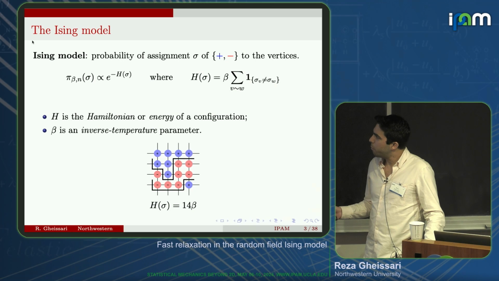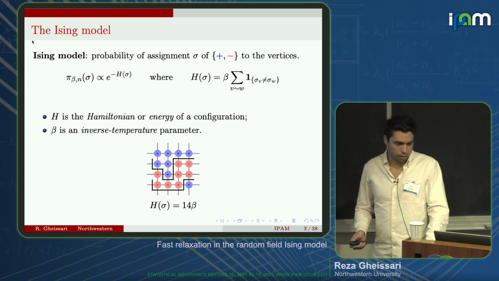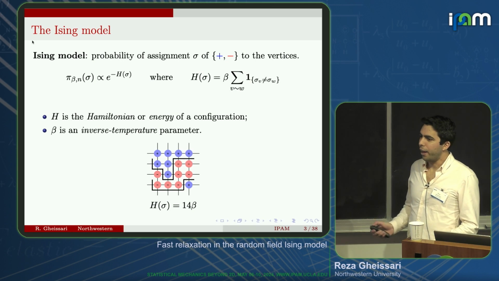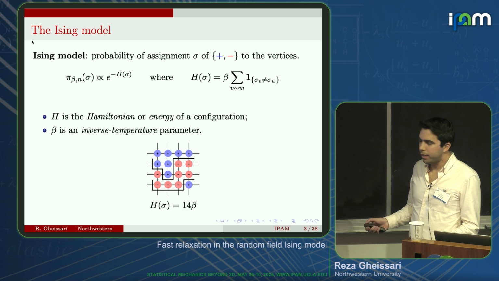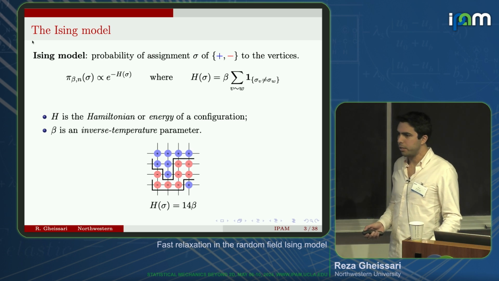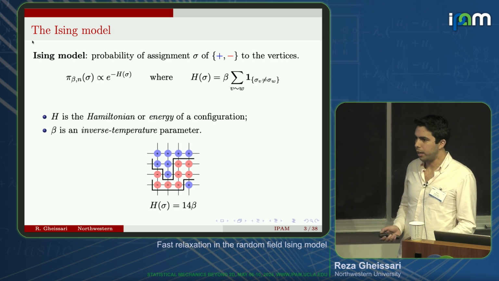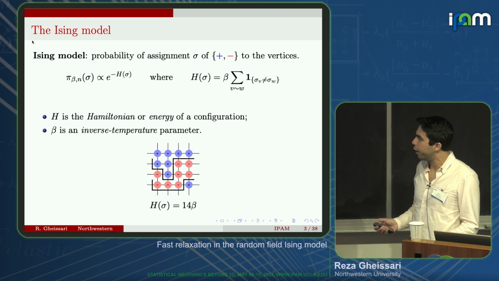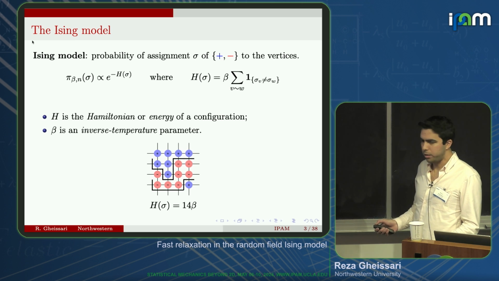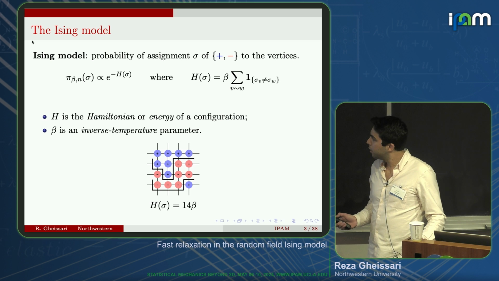And I moved the beta onto the H, maybe a little unconventionally here. So beta is the inverse temperature parameter for this model. And of course, it's famous that in dimensions 2 and higher, there's a phase transition in the behavior of the model from disorder to order as you vary this beta parameter.